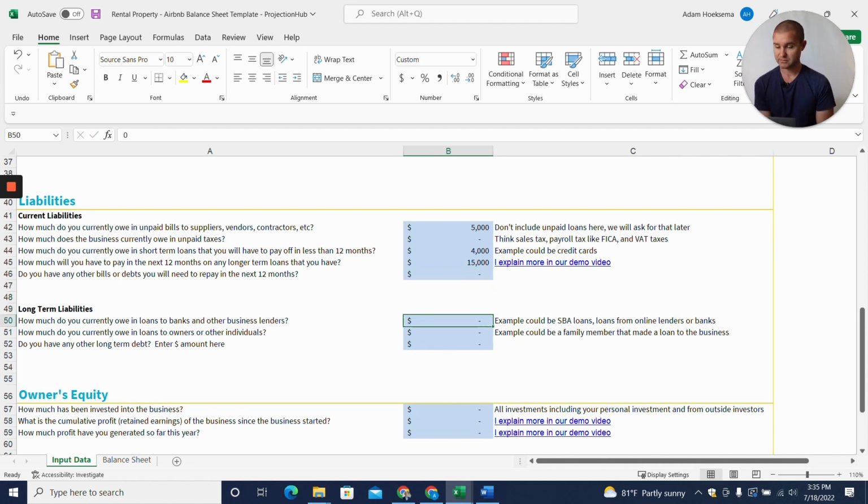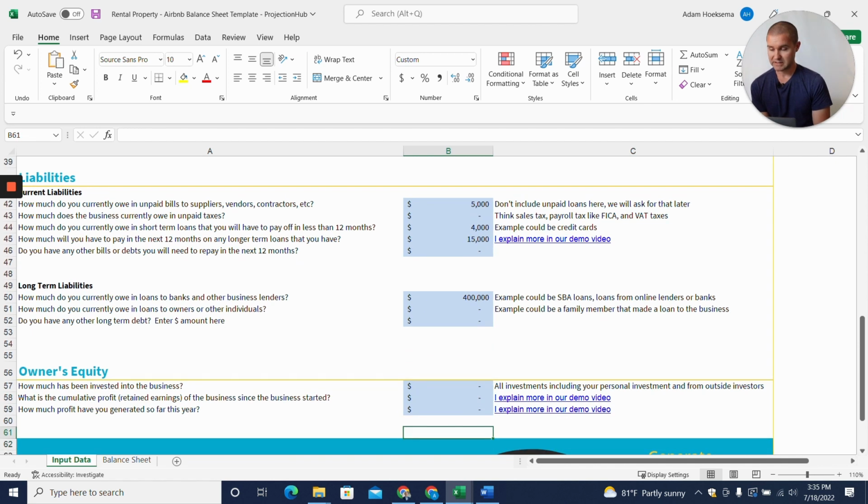All right, and long-term debt. So this is where we would have our mortgage, perhaps, for these property rentals. So let's say we had two assets, two buildings worth $500,000. Let's say we've got $400,000 worth of mortgage debt on them. And then lastly here, how much have we invested into the business? Say we put in maybe $100,000 to get started, to be able to buy the two properties and get started.